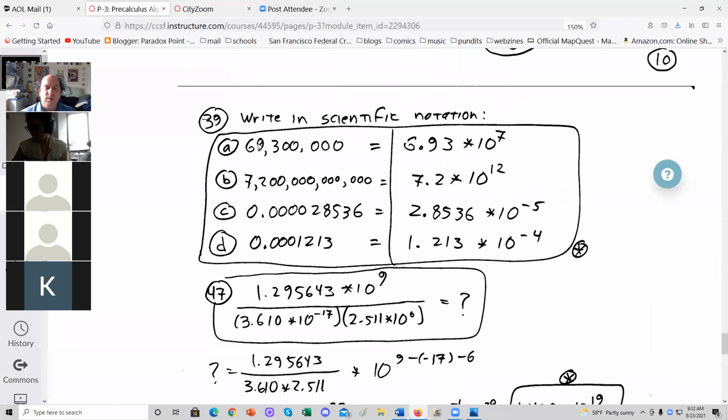Here we go. Write this in scientific notation, 69,300,000. Well, move the decimal point here to 6.93 and it has to go 1, 2, 3, 4, 5, 6, 7 spaces. So 6.93 times 10 to the 7th. Here's a real monster. Well, okay, 7.2 times 10 to the 3, 6, 9, 12. 7.2 times 10 to the 12th, 7.2 trillion.